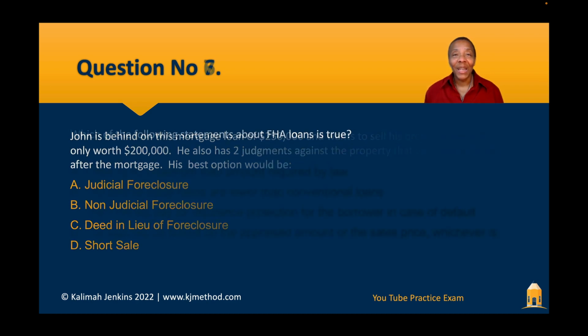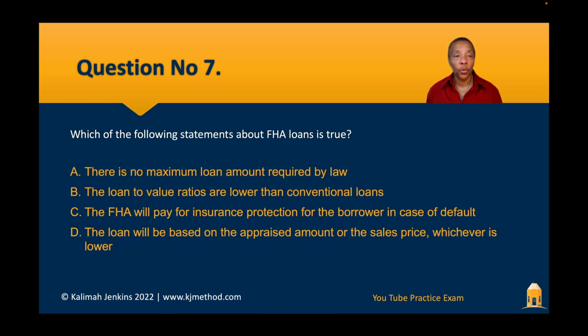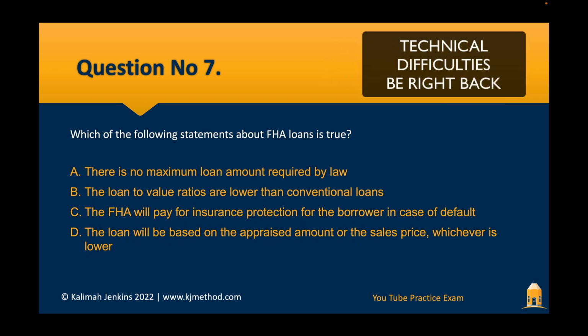All right, let's look at question number 7. Which of the following statements about FHA loans is true? Let's see what we have. There is no maximum loan amount required by law. The loan-to-value ratios are lower than conventional loans. FHA will pay for insurance protection for the borrower in case of default, and the loan will be based on the appraised amount or the sales price, whichever is lower. Which one do you think it is?